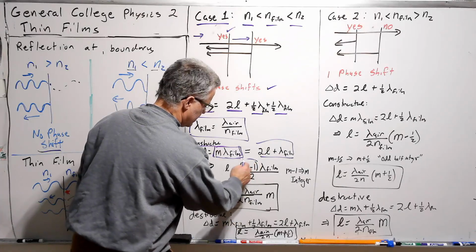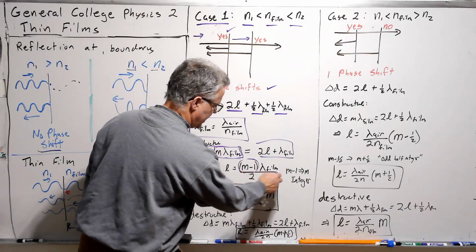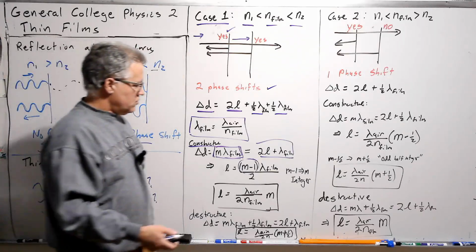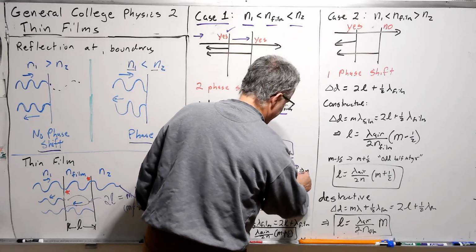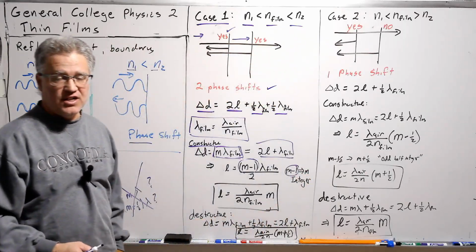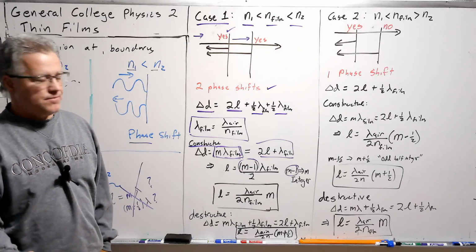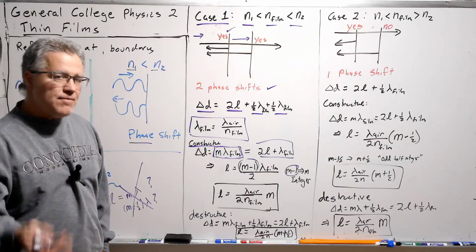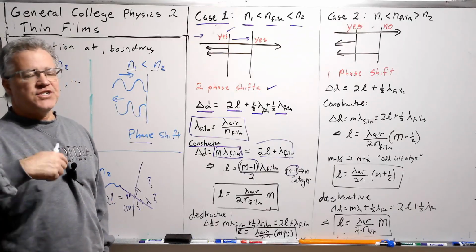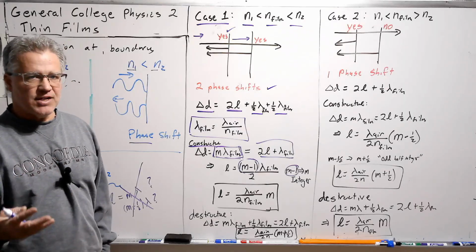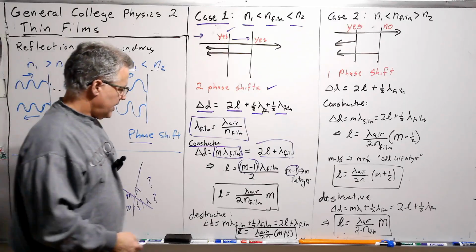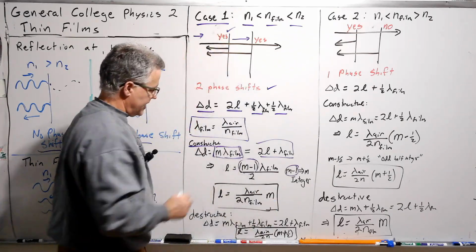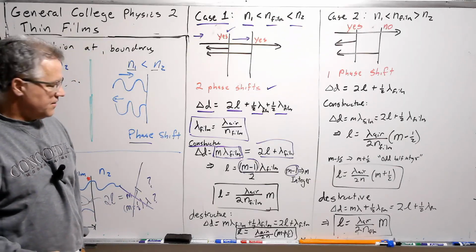Now, let's simplify this a little bit. This is m minus 1. m is just an integer, right? So let's just call m minus 1, which is also an integer, and relabel that as m. We're not saying m is equal to m minus 1. What we're saying here is m minus 1 is an integer. Just to simplify things, let's rename it as m. And so that gives us our formula here for this case of a thin film.